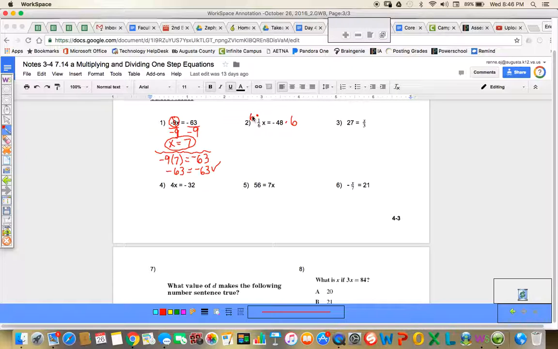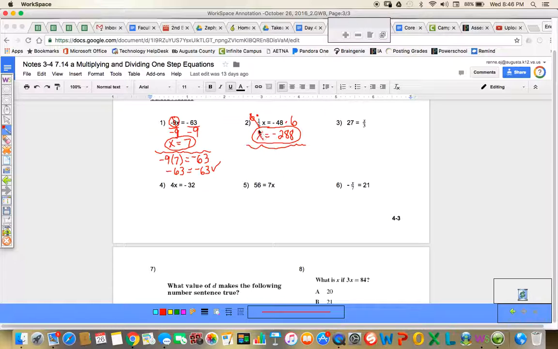Okay, now, since I'm using the multiplicative inverse, when I multiply a number by its inverse, I always get 1, so we're going to call it a 1 in disguise. And -48 times 6 is -288. Now, I'm going to go ahead and check this.